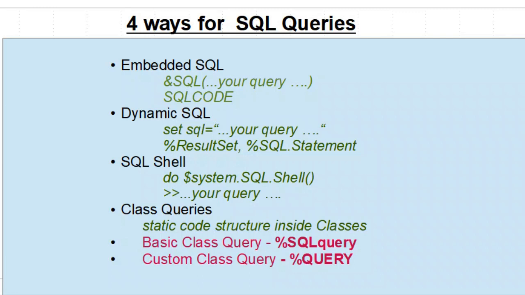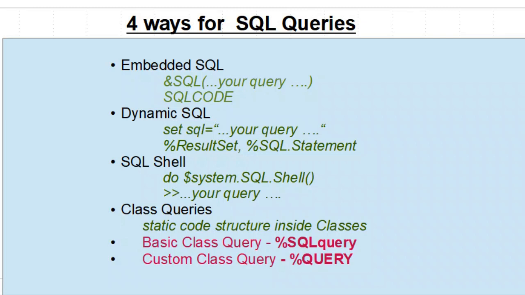The next one is dynamic SQL. With dynamic SQL you create an SQL string and hand it over to a result set or SQL statement, process it and collect the results. The third variant is to use the terminal interface and run there $system.SQL.Shell, and in this shell you key in your query and see immediately the effects and what is done.